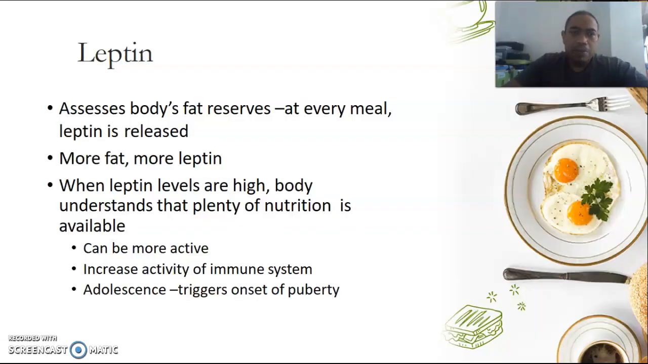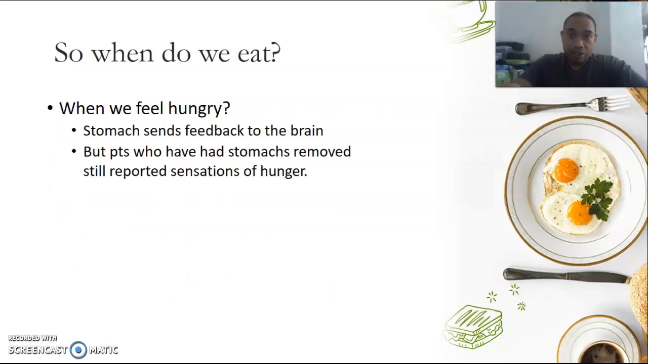Okay, now leptin. Leptin assesses how much body fat reserve you have at every meal. Leptin is released when you eat fatty stuff. The higher the fat level, the more the hormone leptin will be released. So when the leptin level is high, the body understands that there is plenty of nutrition, so you can be active. Right, not necessarily that you will not be hungry because that's related to the insulin, but you have energy to do the move or to do the action.